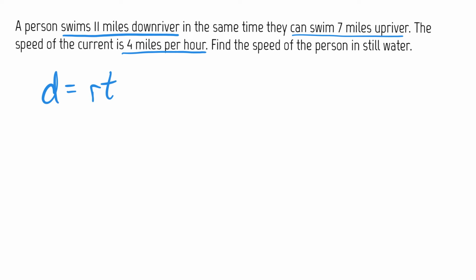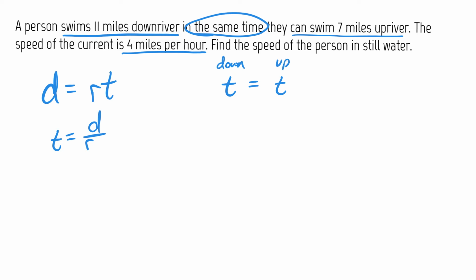So what we need to do is find out and compare their times, which is equal to the distance, which we know, over the rate, which we know. So let's compare these two. First of all, their time, because it says, remember, it says find the speed, where does it say? In the same time. So that means their time is going to be equal. So time upriver, when is time upriver equal to time downriver? So that's the equation we came up with.